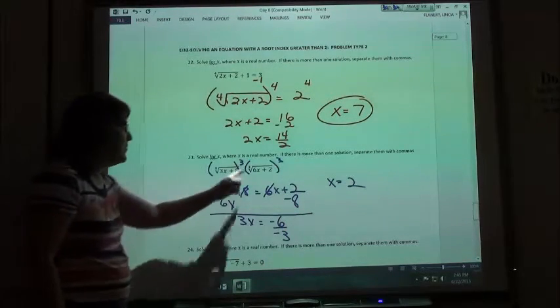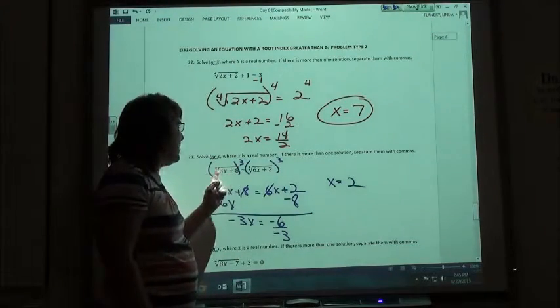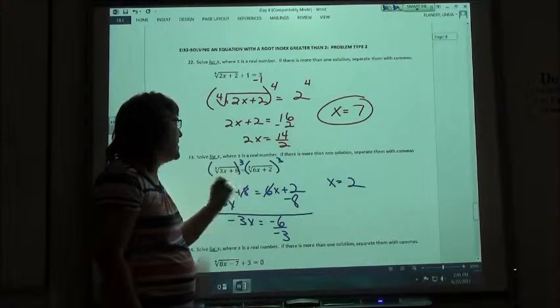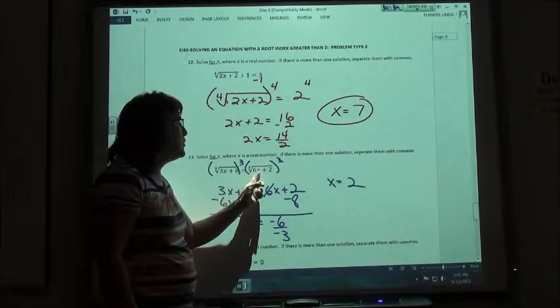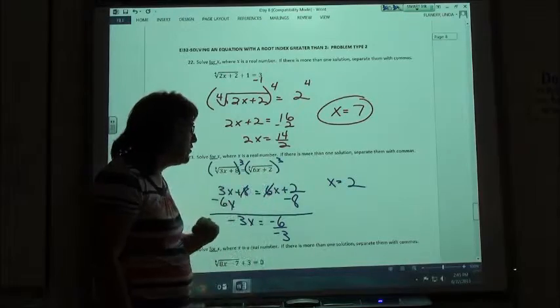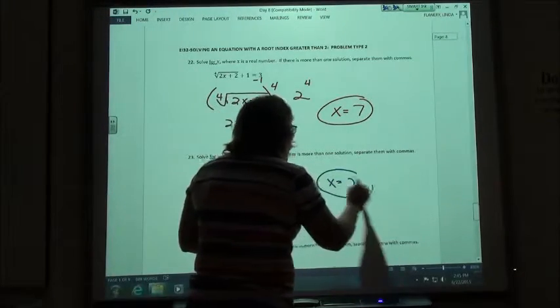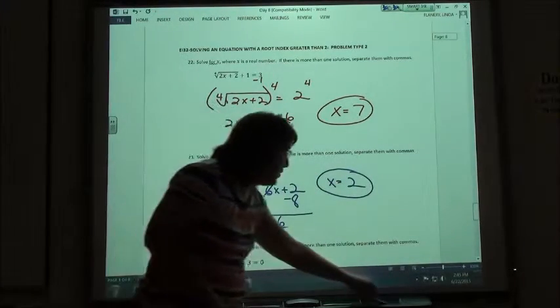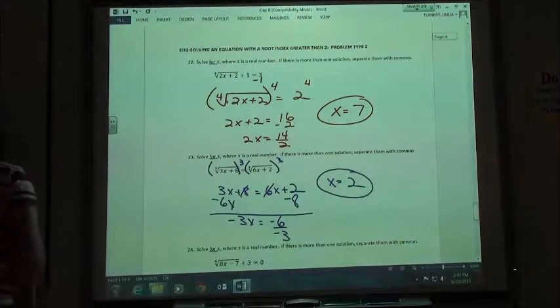Or 14, yeah, let me do that again. 3 times 2 is 6. 6 plus 8 is 14. 6 times 2 is 12. 12 plus 2 is also 14. So the cubed root of 14 equals the cubed root of 14. And so my answer is going to be all right.